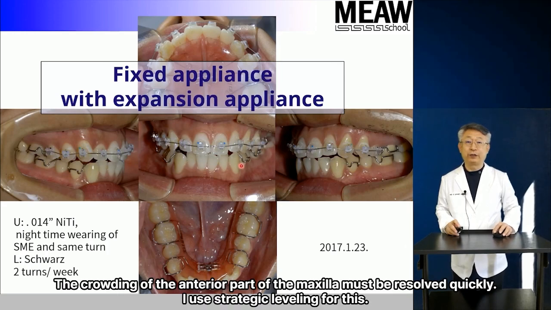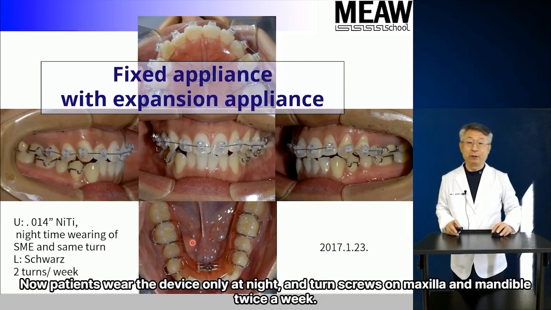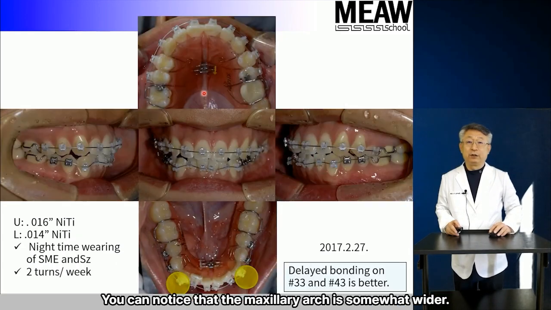The crowding of the anterior part of the maxilla must be resolved quickly. I use strategic leveling for this. Expansion appliances can be used as an auxiliary for strategic leveling. Now patients wear the device only at night and turn screws on the maxilla and mandible twice a week. You can notice that the maxillary arch is somewhat wider.